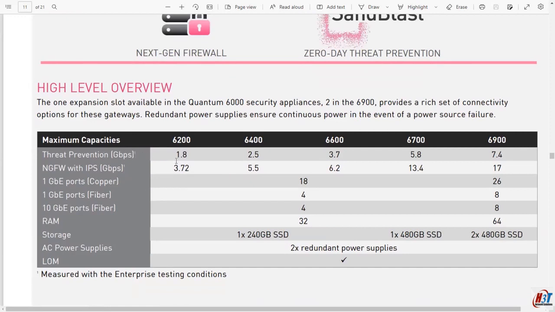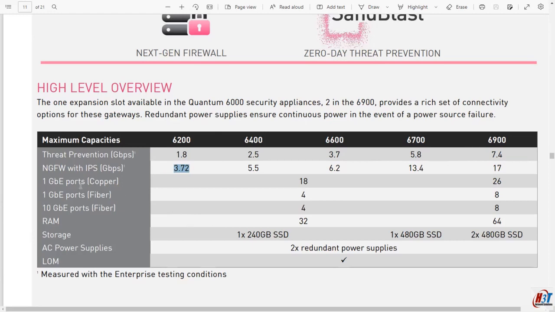Now on the threat prevention, the 6200 has 1.8 Gbps, 6400 has 2.5 Gbps, 6600 has 3.7 Gbps, 6700 has 5.8 Gbps, and 6900 has 7.4 Gbps. And the next generation with the IPS capabilities are 3.72 Gbps, 5.5, 6.2, 1.3 and 17 respectively, right?